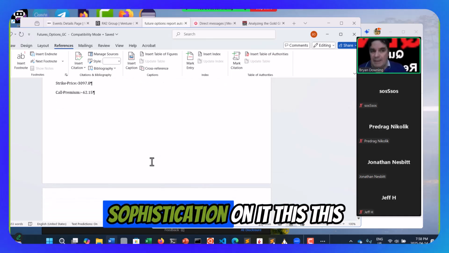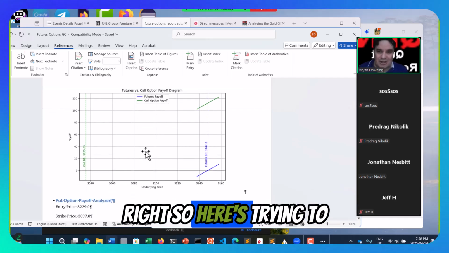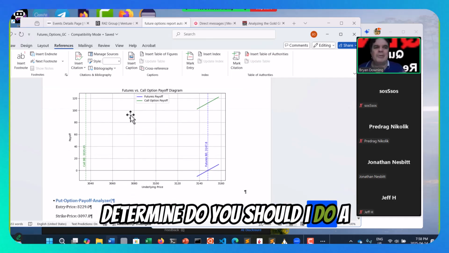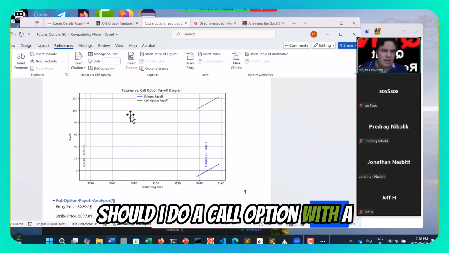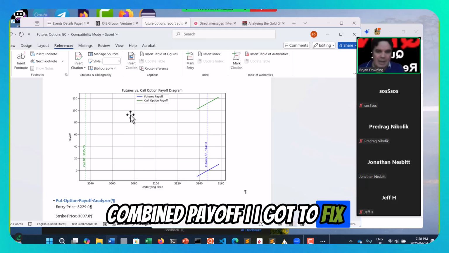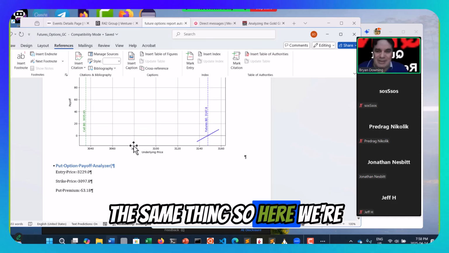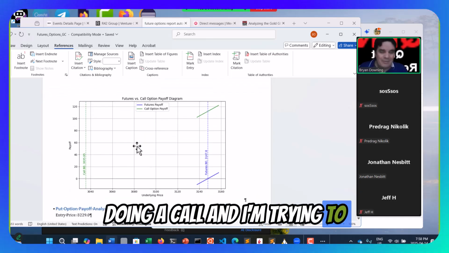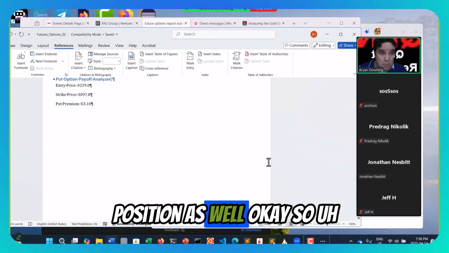You can see the sophistication on it. These are the messed up charts, right? So here's trying to determine, should I do a futures call, a futures only, or should I do a call option with a combined payoff? I got to fix that. Okay. And here you could do the same thing. So here we're doing a call, and I'm trying to do the same thing with a put as well, combined with a futures position as well.